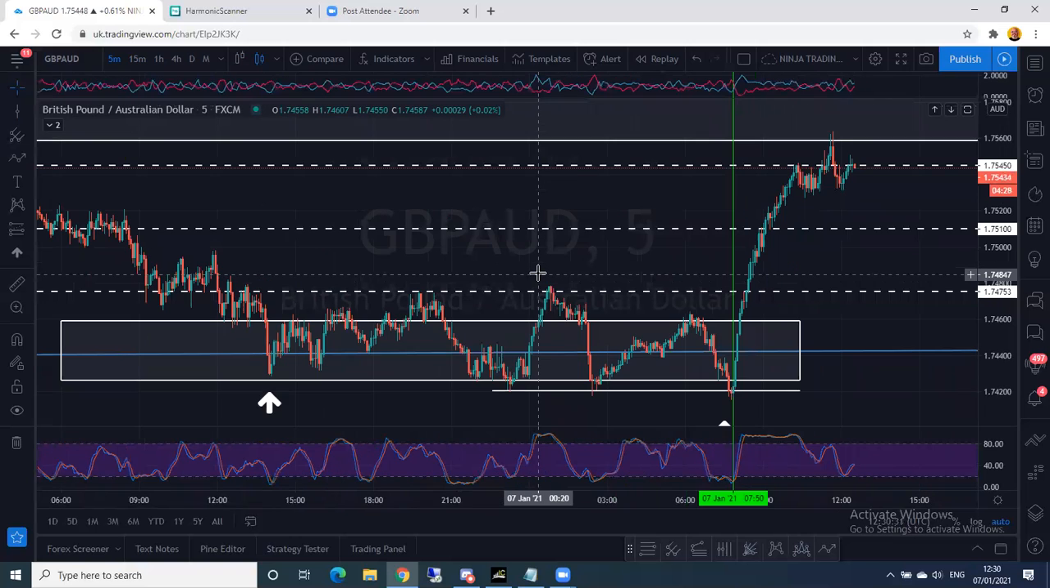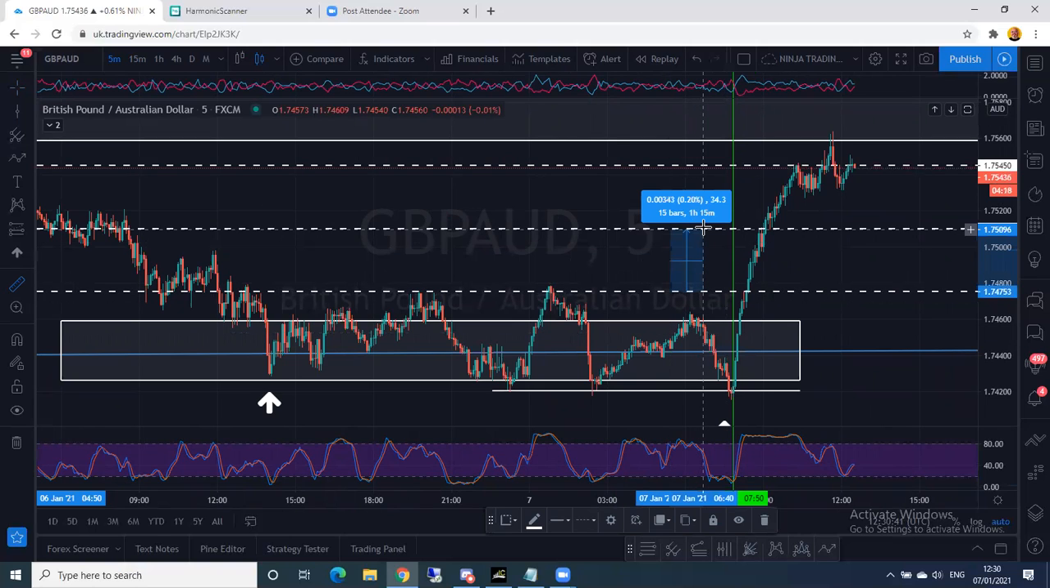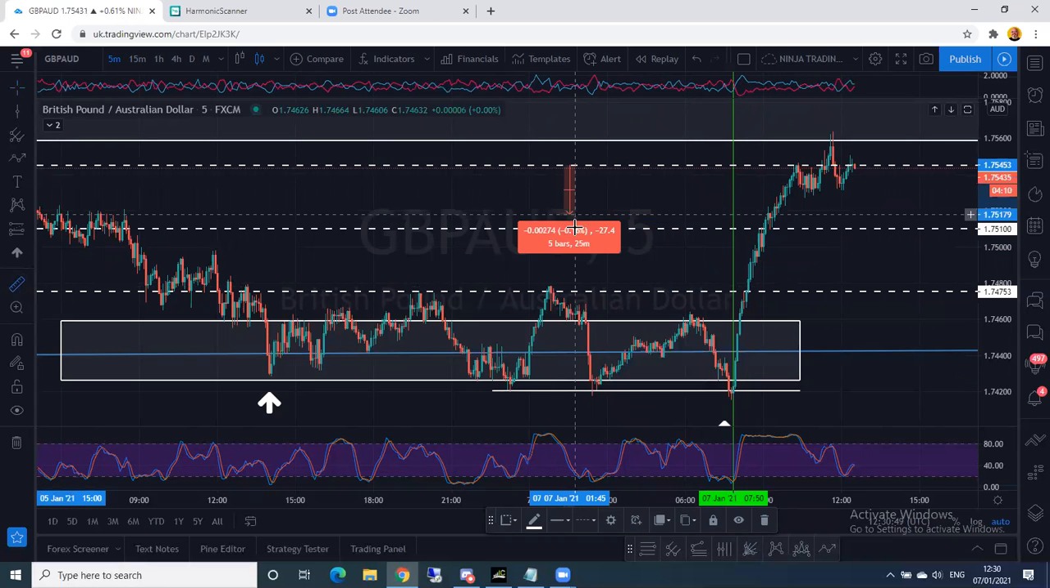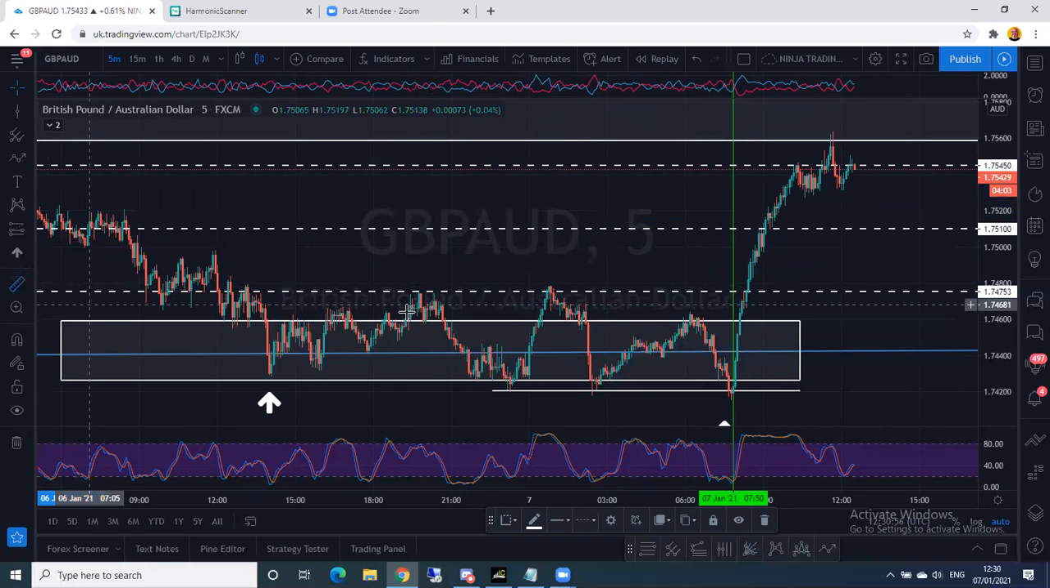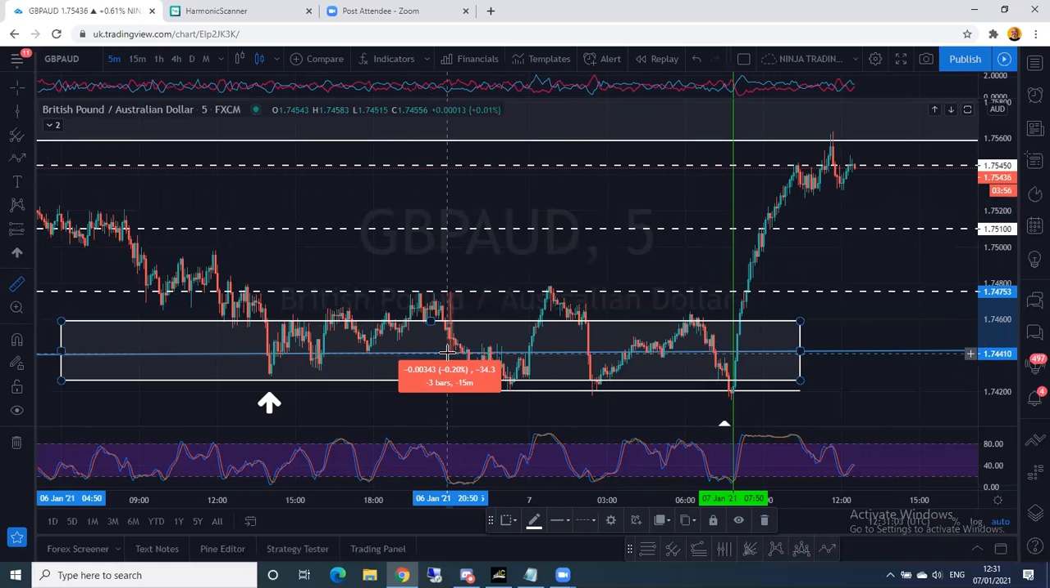But what I want to share with you is if I get the measuring tool, and let's go from that line to that line, it's around 34, 35 pips. I'm going to get the measuring tool again and go from that line to that line. Oh, that's around the same amount. If I take that measuring tool and go down to the blue line, oh, it's about the same again.